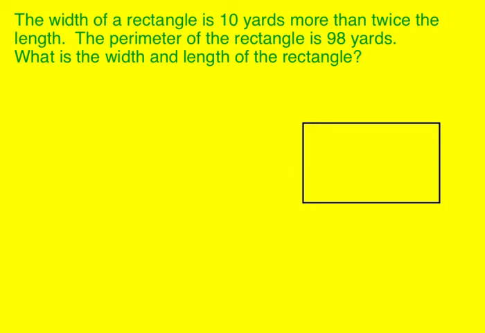Moving on to the next one, same idea again. The width of a rectangle is 10 yards more than twice the length. The perimeter of the rectangle is 98 yards, and we're being asked to find the length and width. So if we take a look at this one, we can label our rectangle. So I can label here length and width.